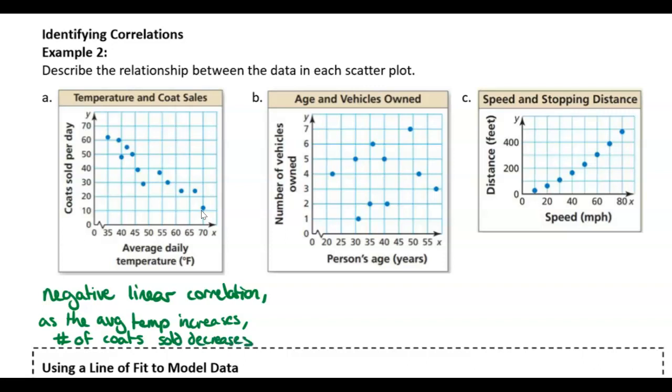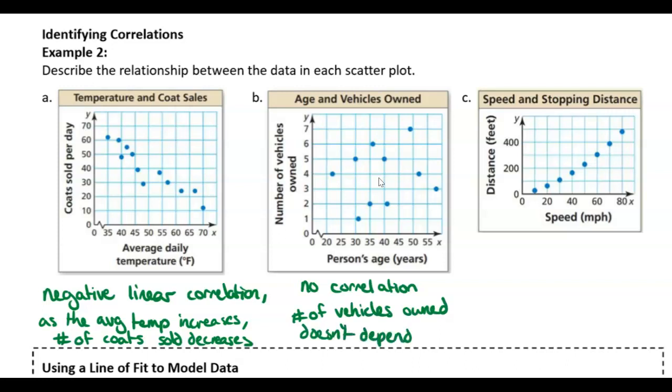Okay, if you look at this next one, this one is just kind of random. It doesn't really form the path of a line. So it really doesn't have a correlation. And if you think about the situation, a person's age doesn't necessarily impact how many vehicles they own. Some people will keep a vehicle for a really long time. Some people change them all the time. But it doesn't necessarily change how many vehicles you own just because of how old you are. So number of vehicles owned doesn't depend on a person's age.